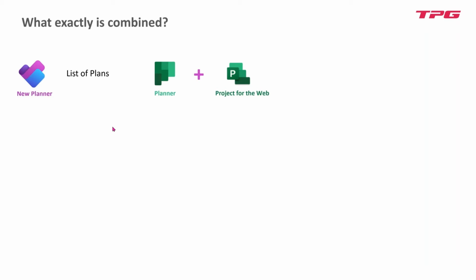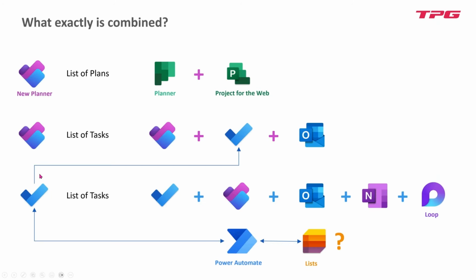And these plans come from a basic template, then it has the functionality of the old Planner. Or you build your plan with a premium template, then you get the functionality of Project for the Web. But at the end, they are all listed together in one list in the New Planner. So these two applications are combined in one new one. And this is the focus for this webinar.